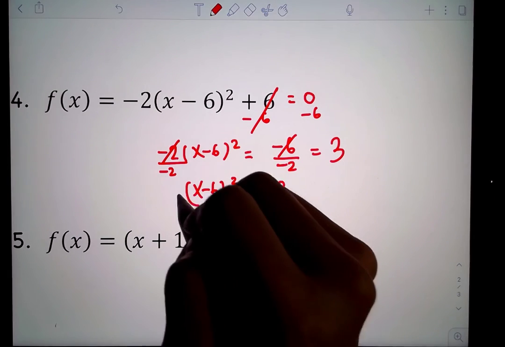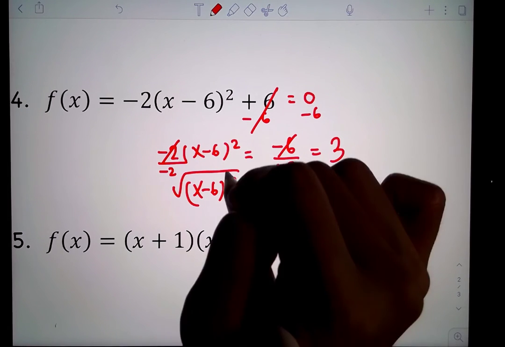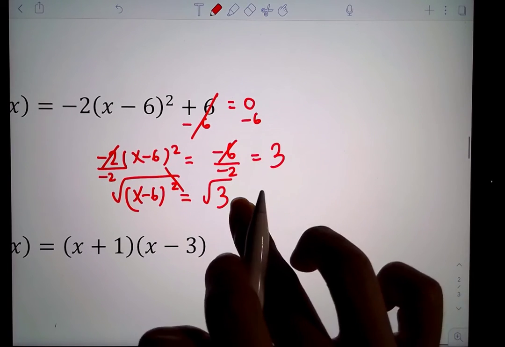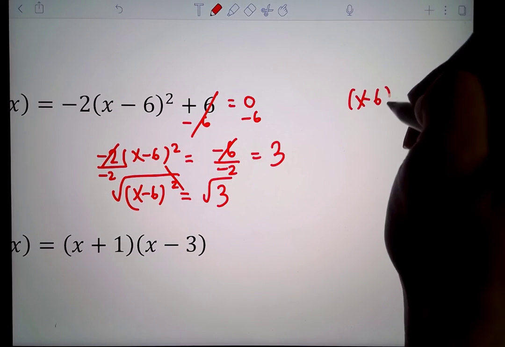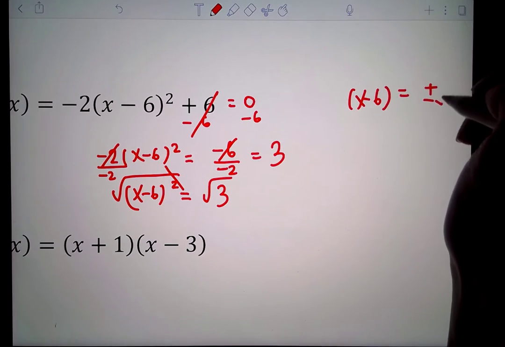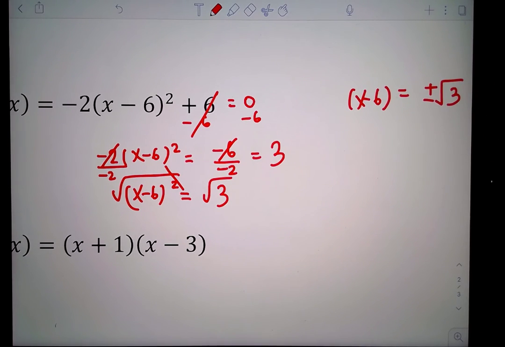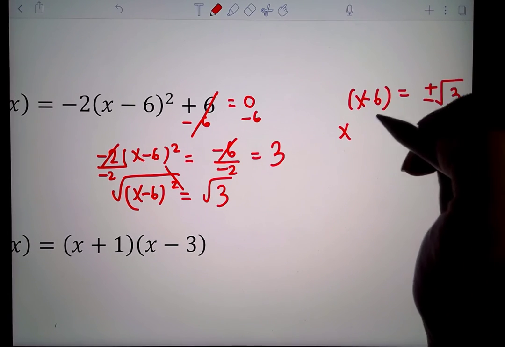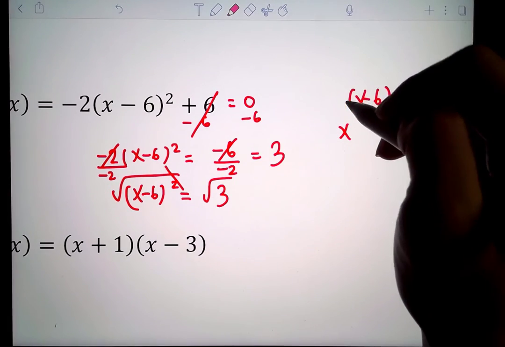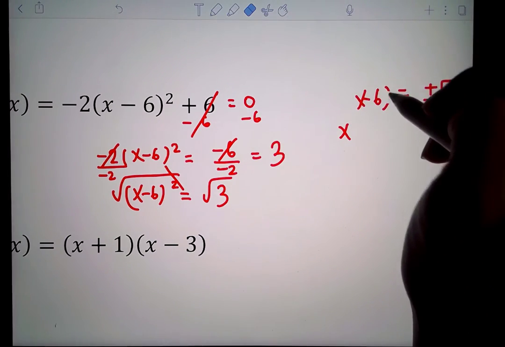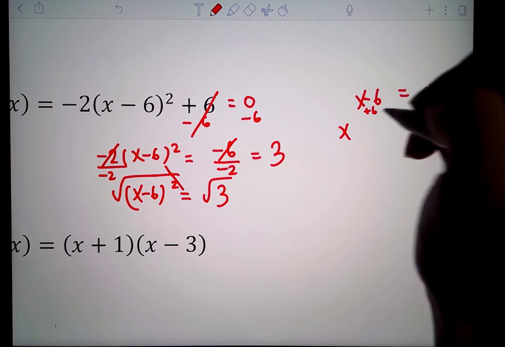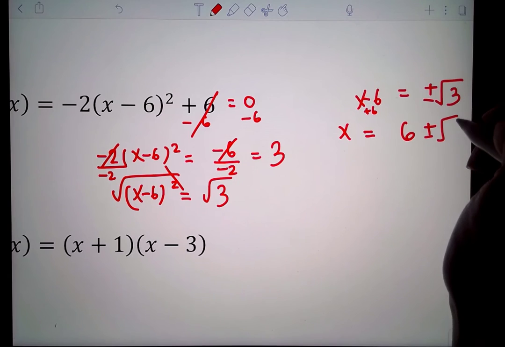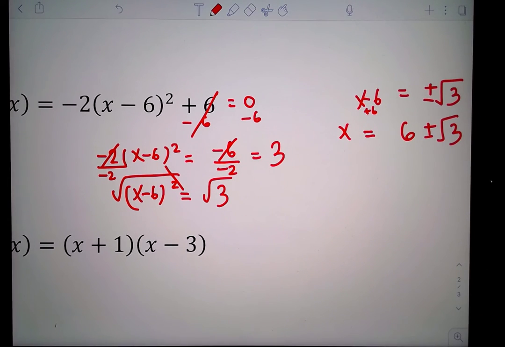And you take the square root, right? Then you cancel this and I can rewrite it. x minus 6 equals plus or minus square root of 3. Don't forget your plus or minus, alright? And then this minus 6, I want to get rid of it. So I'm going to do plus 6, plus 6. Then you get 6 plus or minus radical 3. So this is fine, you can keep it.